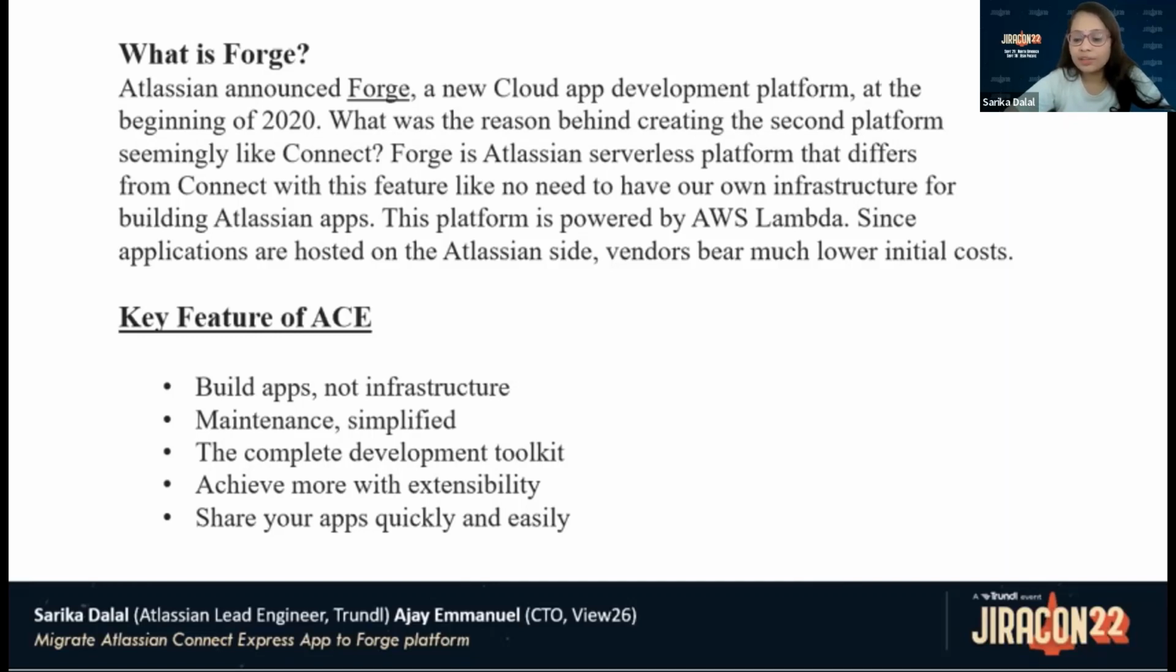Next thing we have here is achieve more with extensibility. It means you can run apps in Jira and Confluence anytime. The next option is share your apps quickly and easily. Use the developer console to distribute your apps to users. So it is very easy. These features we will understand in detail when we have the migration session.